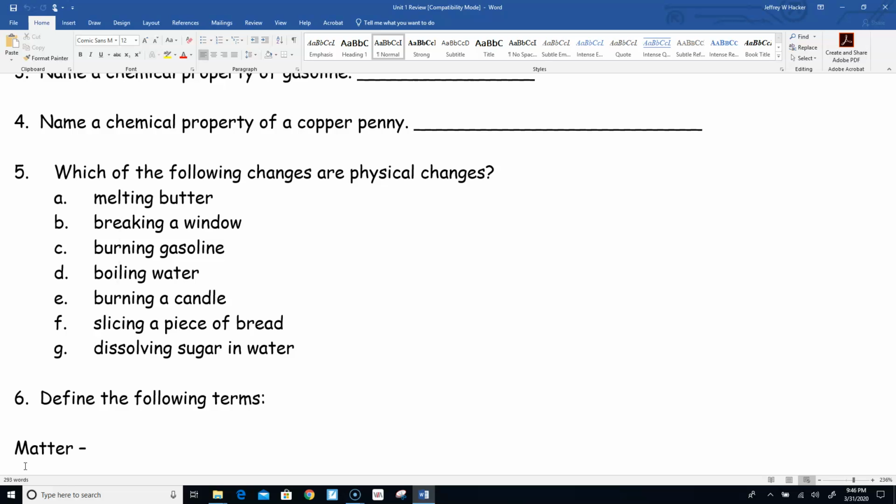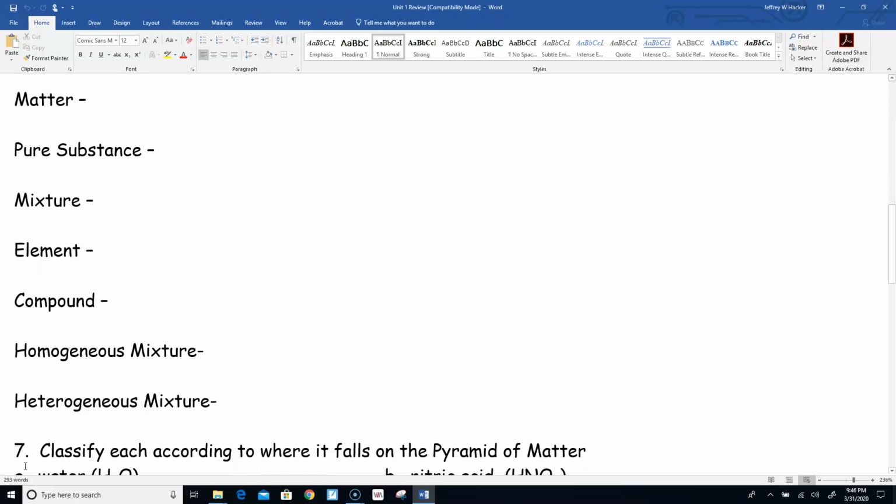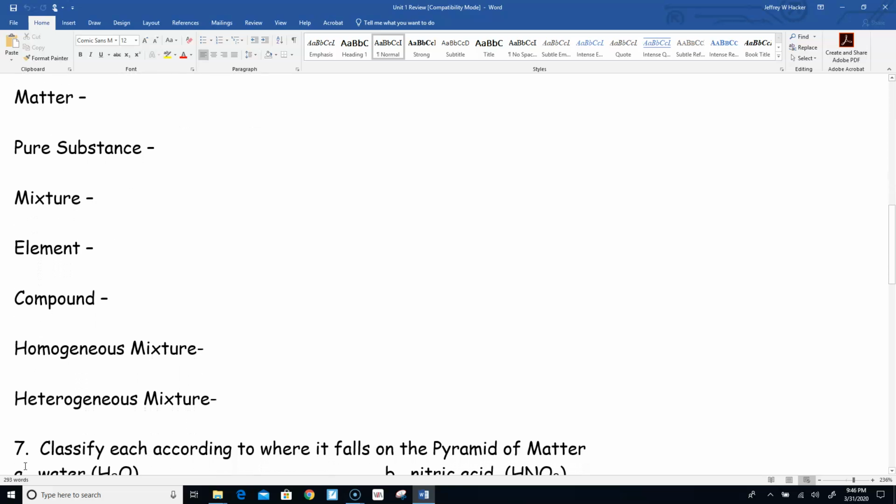For number 6, define the following terms. So matter, anything that has mass, takes up space, or has volume. So basically anything you can think of that is anything is matter. Pure substance, those are things that have a definite chemical makeup. Pure substances are a broad category that encompasses or includes elements and compounds, which we're going to talk about here in a minute. A mixture is a physical blend of two or more things. They are not chemically combined.